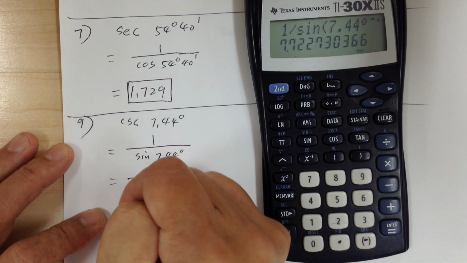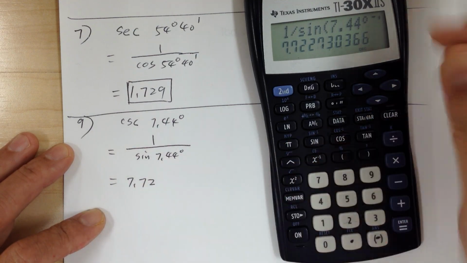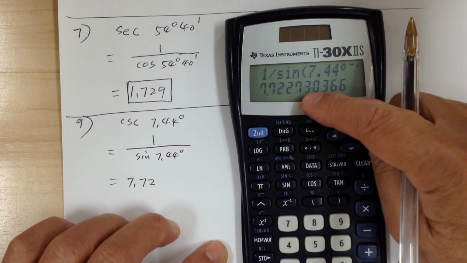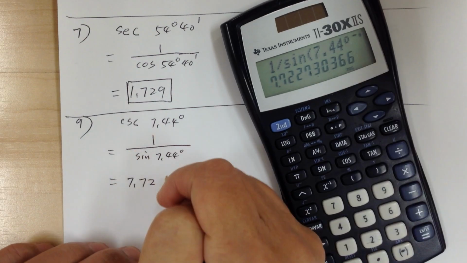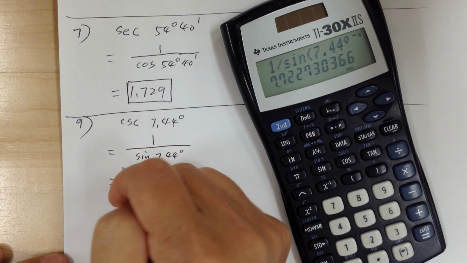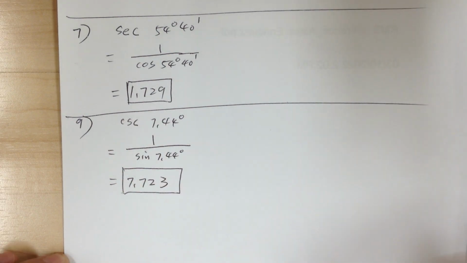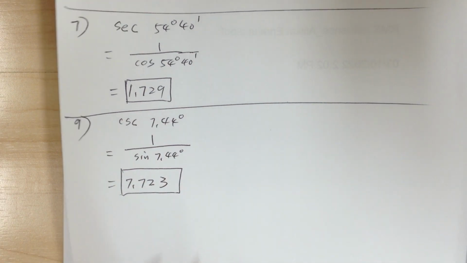Okay, so this will equal 7.72. Now the 7 over here is 227. So the 7 will round it up to make this into 3. Okay, let's go to the next one.